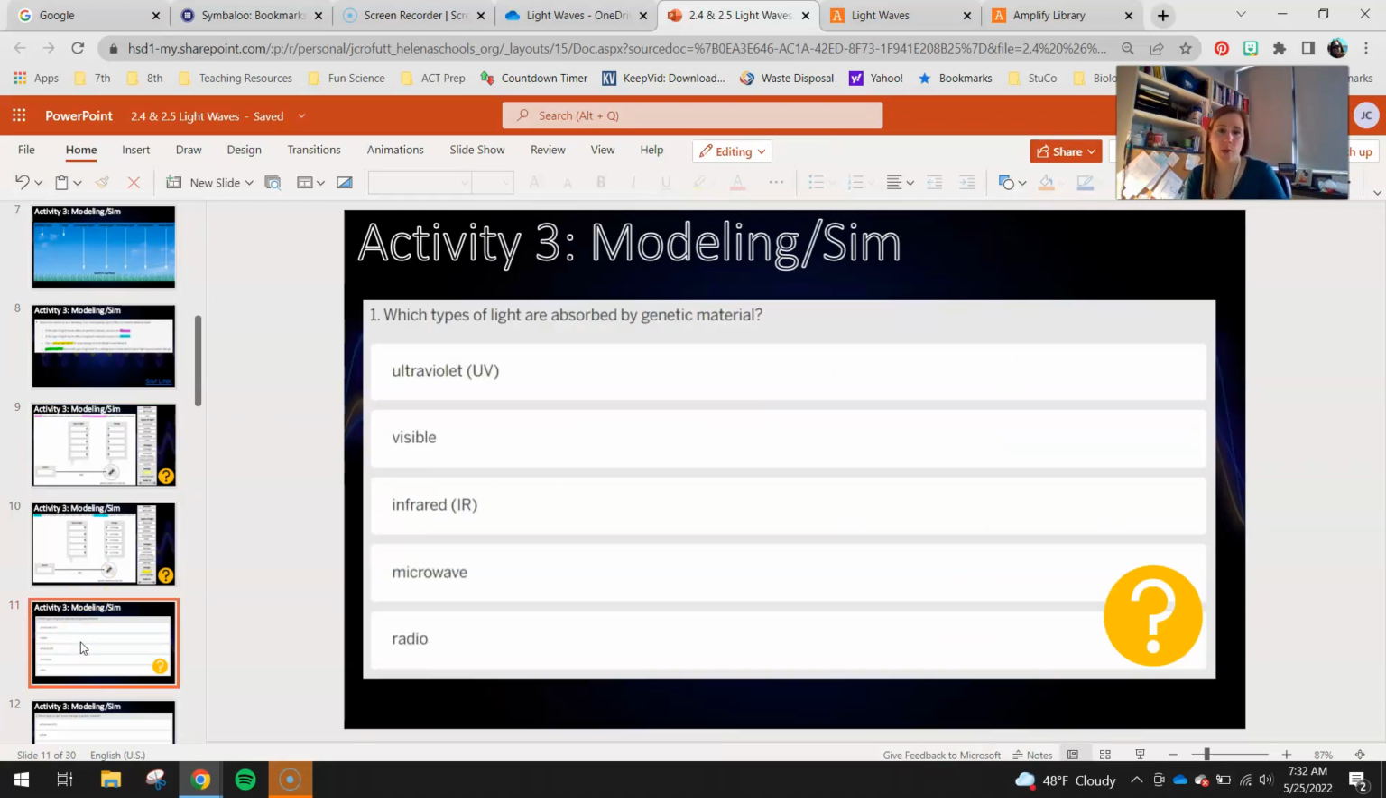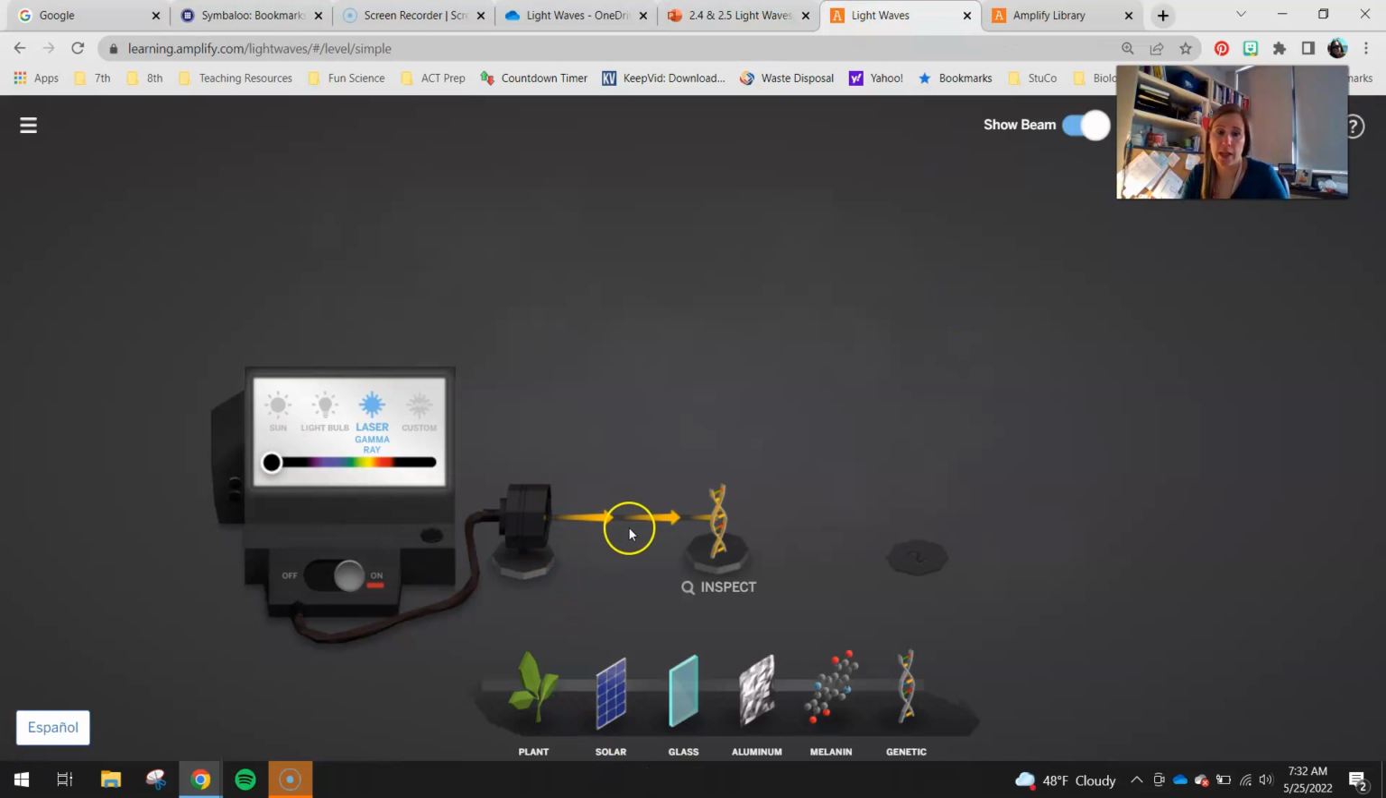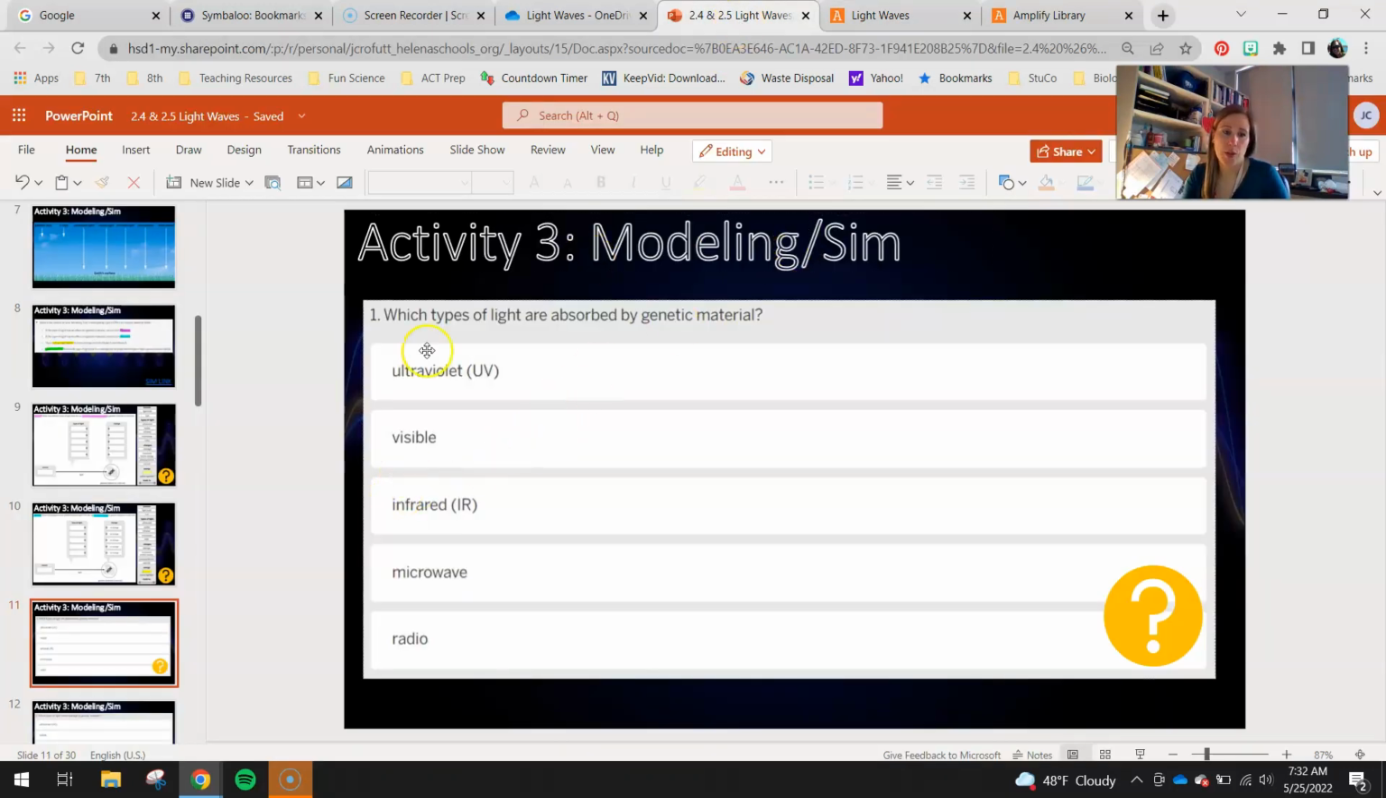Which types of light are absorbed by genetic materials? Refer back to your models. Remember, absorbed is where the arrow just stops. So if we're looking at gamma rays, they are absorbed. They just stop and don't go all the way through. They don't bounce off. So you would circle, in this case, if gamma rays were on here, gamma as one of your options. So of those 5 that you looked at today, which ones are absorbed?